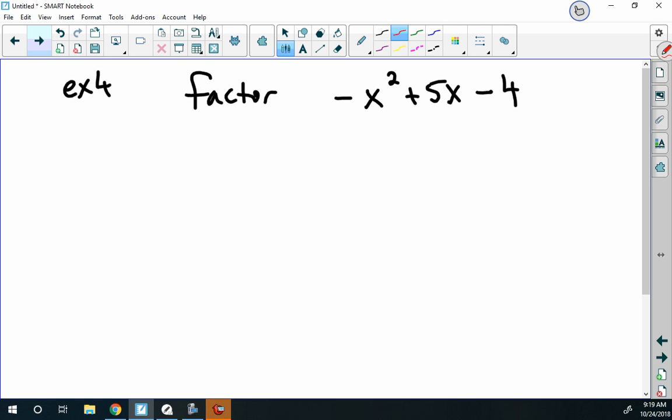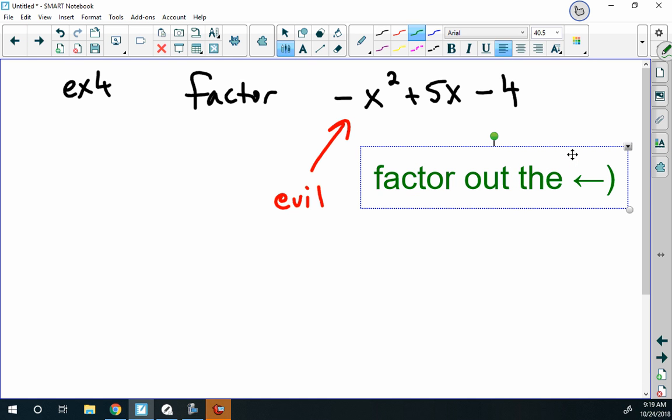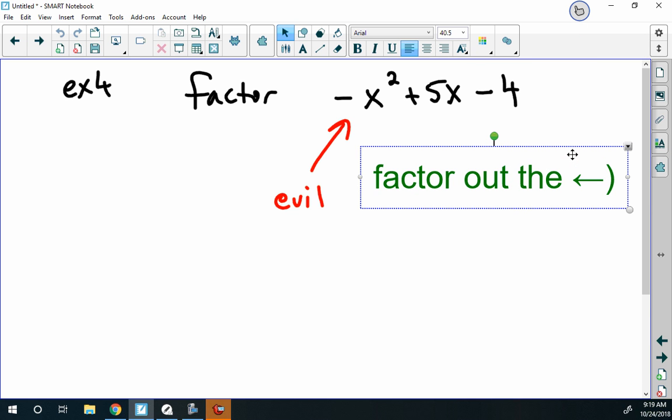Anyway, mathematicians hate that. Leading negative out front. That's bad. We really don't like that. So what we want to do is we want to factor that out. We're going to factor out the negative.